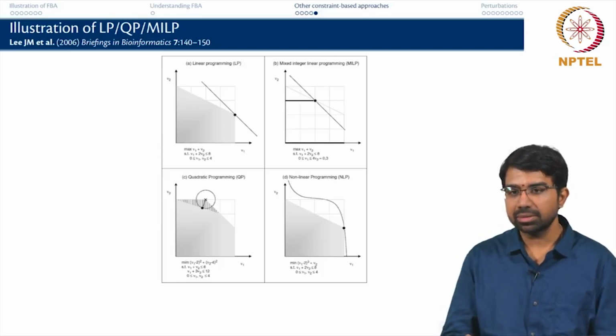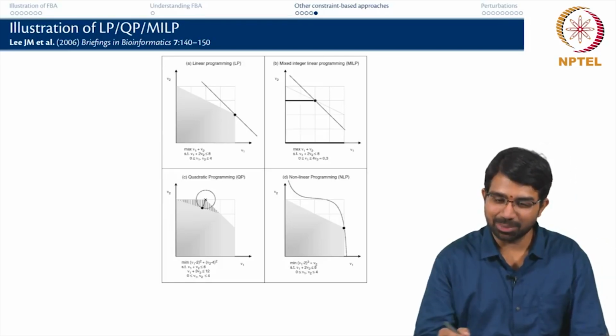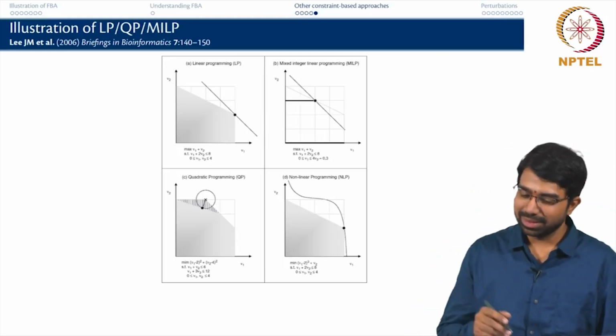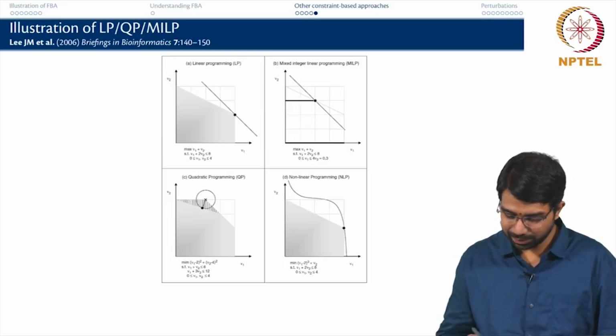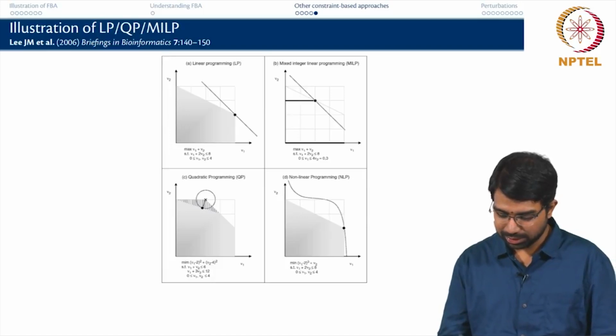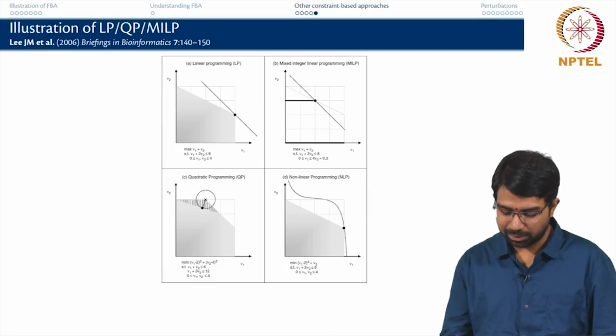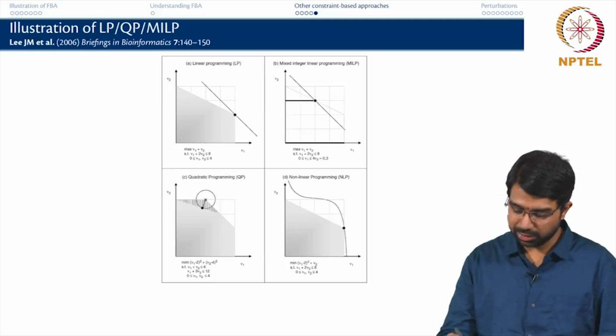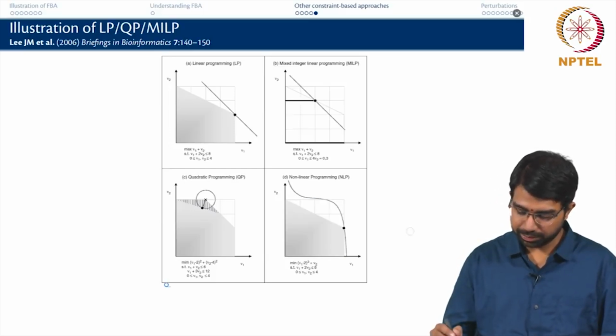Why is it integer? You want some of the solutions to be integers. And then you have nonlinear programming. You have some optimization function like minimize (V1 minus 2) the whole cube plus V2. This is how the objective function looks, and maybe this is your optimum.